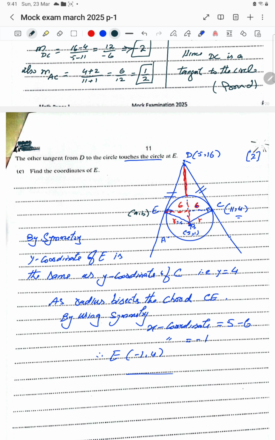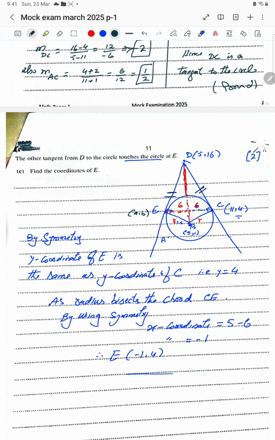By symmetry, we know the coordinates of E are the same as the coordinates of C, because we know the tangents drawn on a circle, right? Two tangents drawn on a circle are equal in length, as the properties of circle we know. So this is same as this. So how much away from 11? 11 minus 5 is 6. So vertically it is 4 units, they are on the same level.